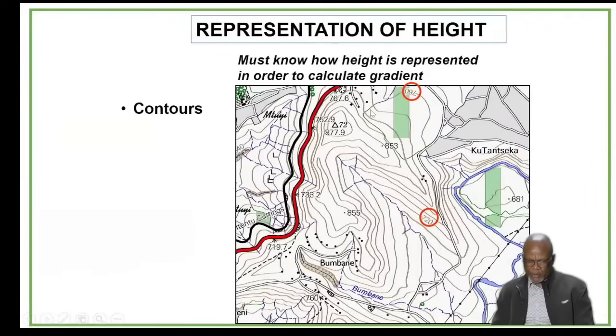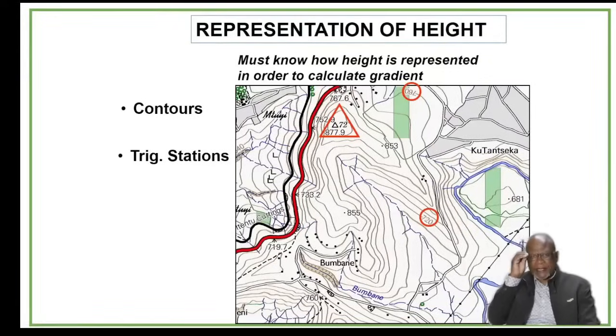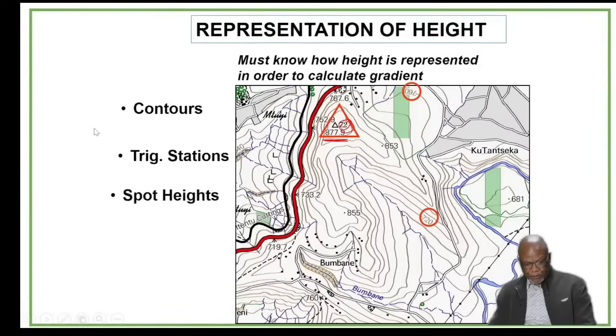Number two, height is shown on the map through use of the trig station. What is important is the trig station. You must know a trig station has two numbers to it. It has this whole number, 72, which represents trig station number 72. And at the bottom, it has a number with a decimal comma, which shows the height of that particular trig station.